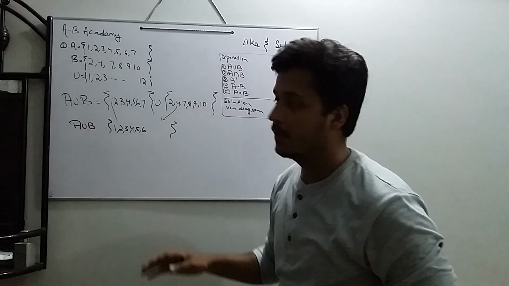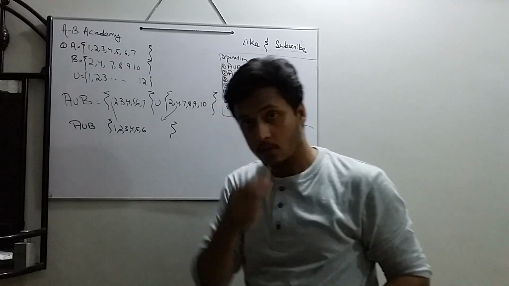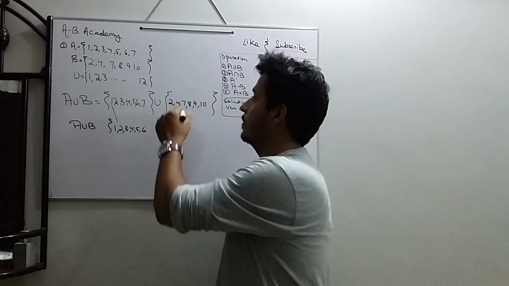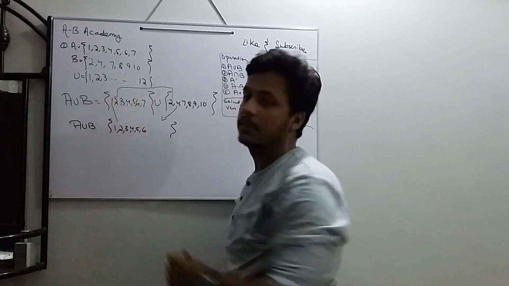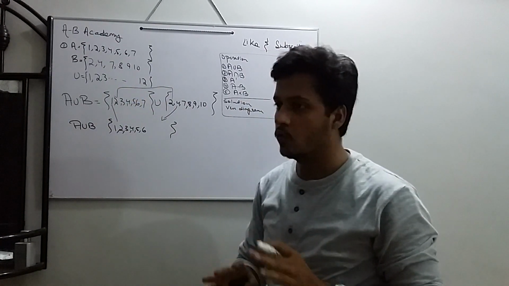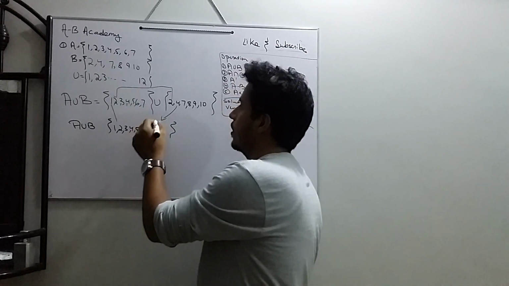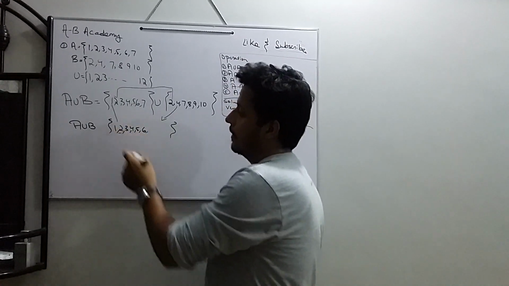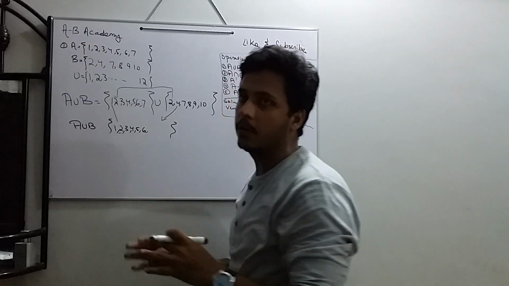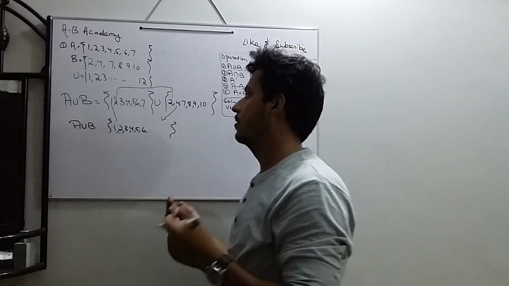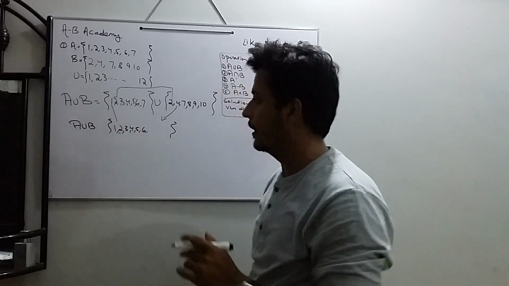Now notice that B set is starting from 2, which has already appeared in set A, so we don't have to write it again. We just ignore it, and that is the only function of union. We ignore the multiple repeating elements. That could be either a number or alphabet or anything.